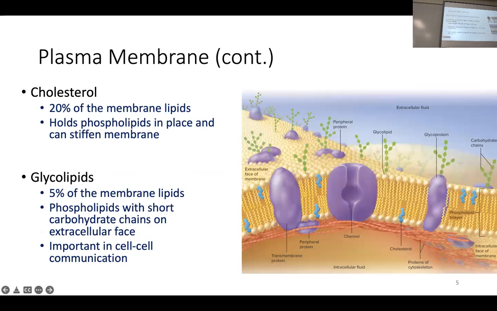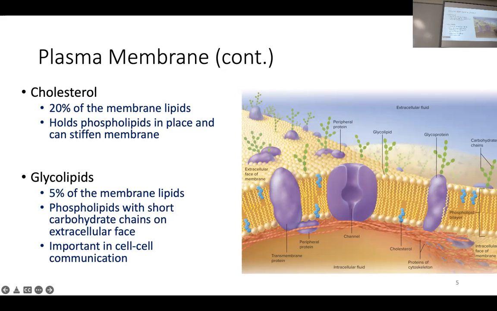Other lipids in the membrane include cholesterol and something called glycolipids. I mentioned cholesterol on Monday as well. This makes up about 20% of the lipids in the membrane. So there's a good bit of cholesterol in the plasma membrane, and you can see them in this image. They're these little blue rings, basically, the stack of rings. Those are cholesterol molecules, just interspersed in between the phospholipids.